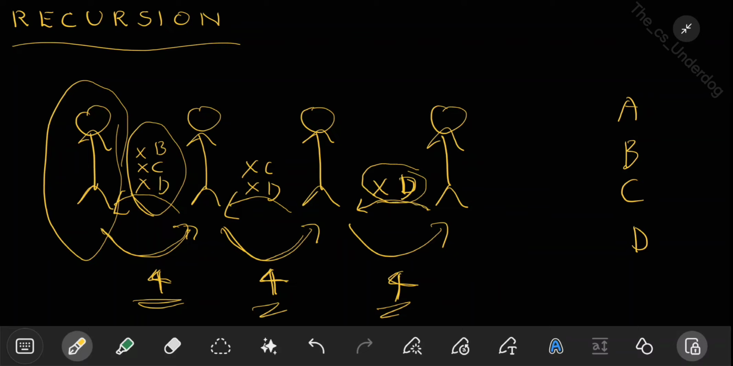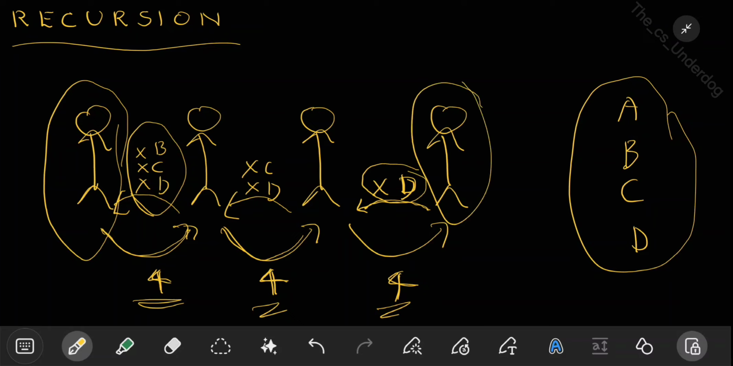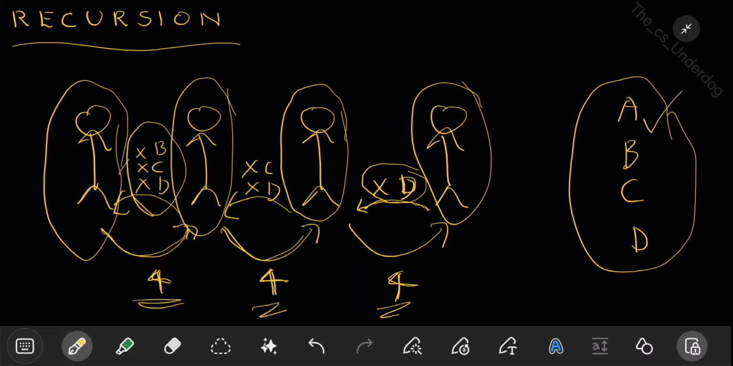That person returned by solving it partially. He gave the answer to a smaller problem, that it is not D. You have four options. Eliminating one option is a smaller problem. So this guy eliminated one option. Similarly, this guy again eliminated one option. This guy also eliminated one option. At this point, your task is easier. You know what the answer is.